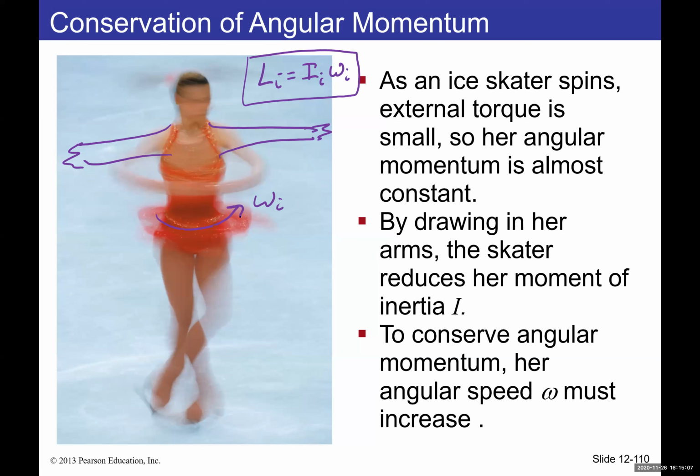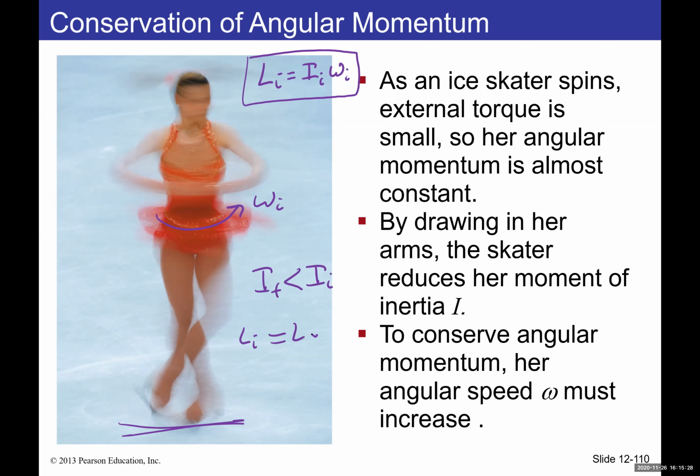Next, what she can do here is draw her arms closer together like this. So then her moment of inertia final is less than moment of inertia initial. But there is very little net torque, right? So the net torque can be eliminated. That means then L initial has to be L final. So if I have I initial omega initial, this should be equal to omega final times I final.